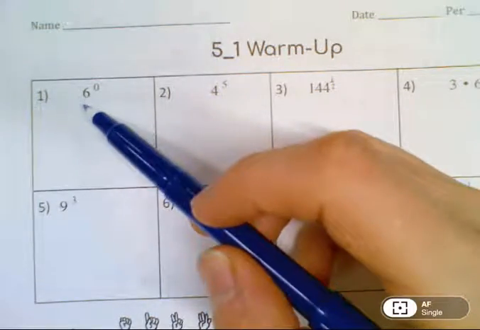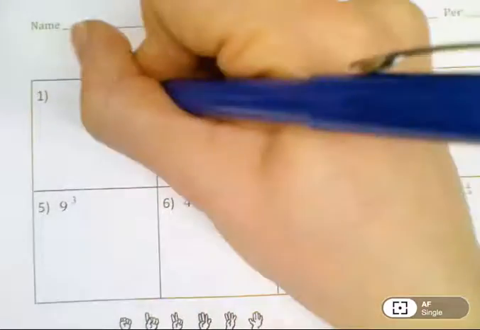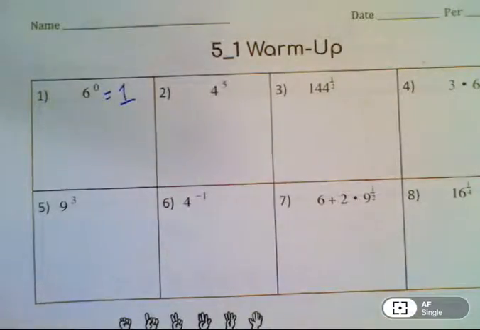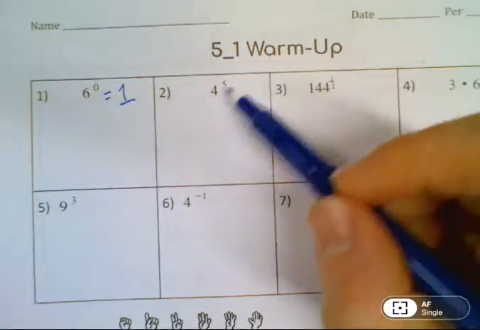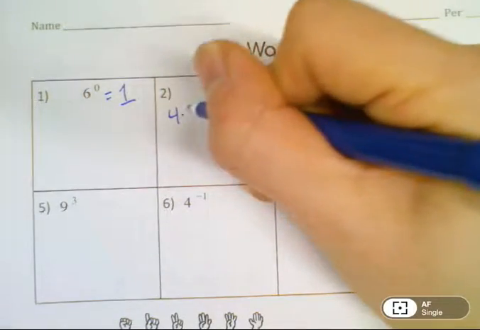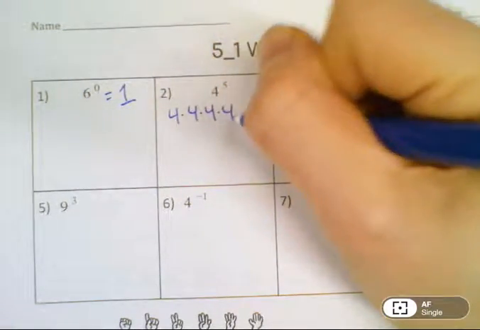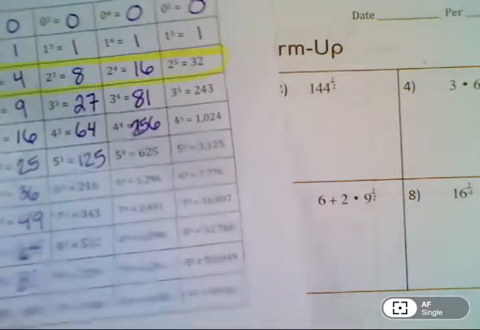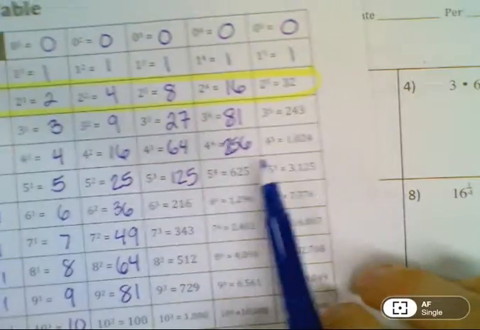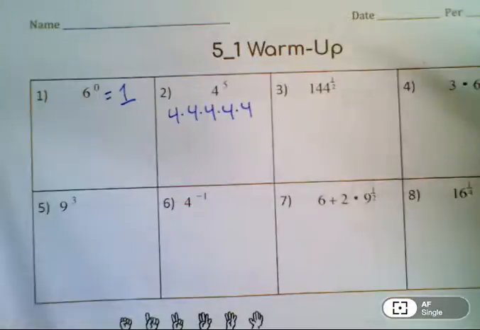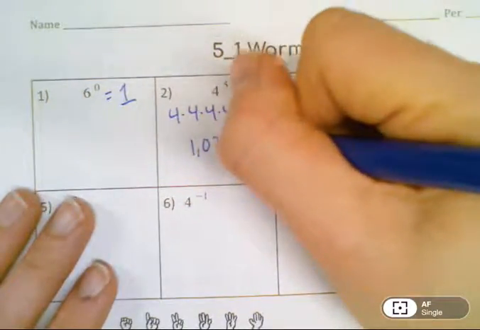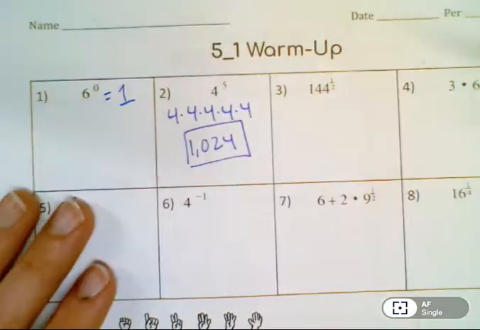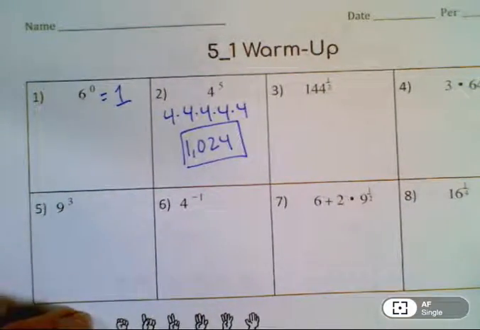So hopefully this first one is so easy. Anything to the power of 0 equals 1, right? No work to do there. 4 to the 5th power means 4 times 4 times 4 times 4 times 4, but in terms of figuring out what it equals, I'm just going to look at my chart. 4 to the 5th power, it's right here, 1024. And go ahead and put a little happy face next to it if you got it right.